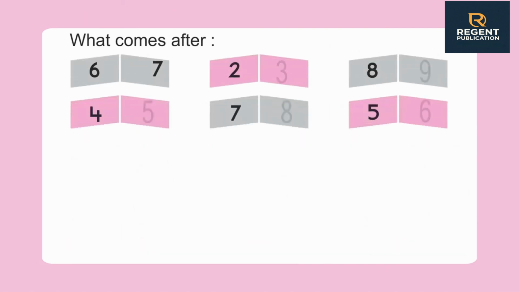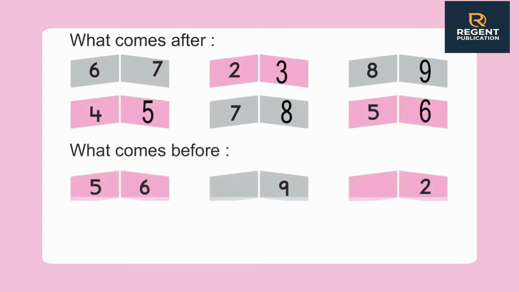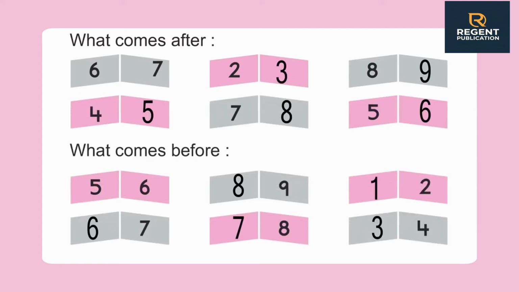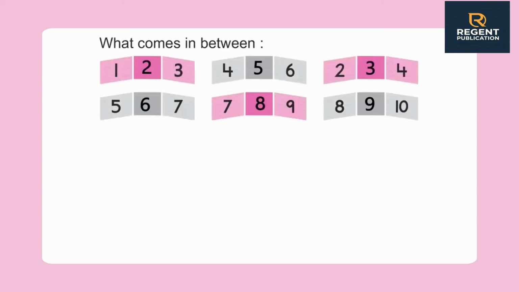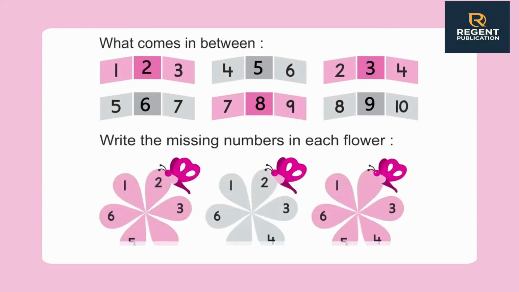Complete the numbers. What comes after? What comes before? What comes in between? Write the missing numbers in each flower.